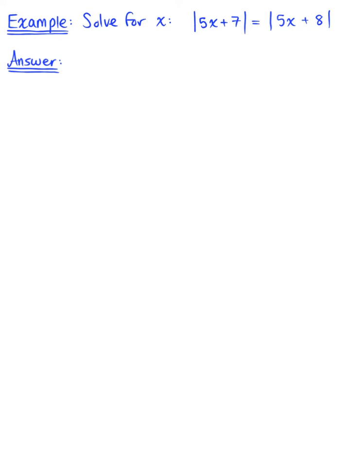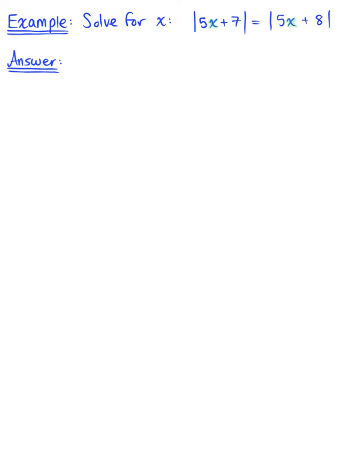Solve for x. And here we are given the absolute value equation. We have the absolute value of 5x plus 7 equals the absolute value of 5x plus 8. So, to solve for x, notice we have an x on both sides, but both x's are trapped by the absolute value.